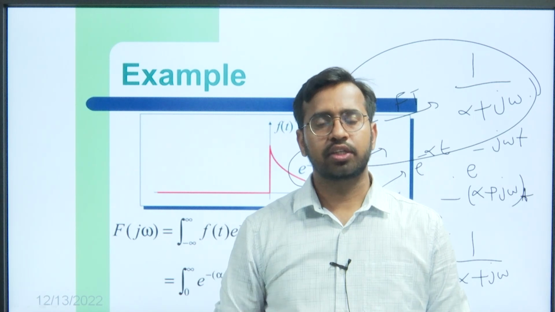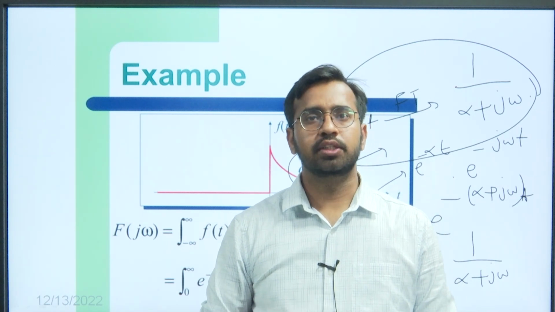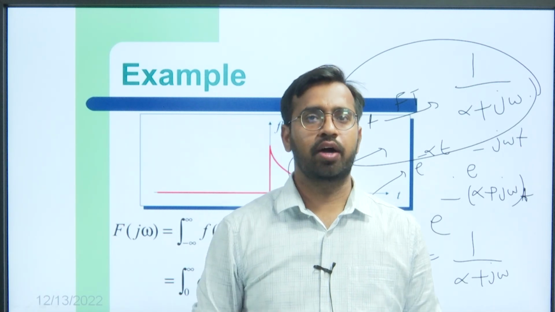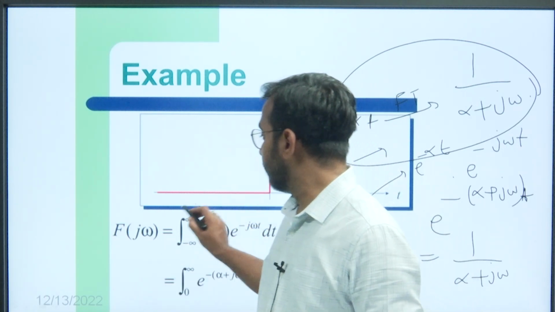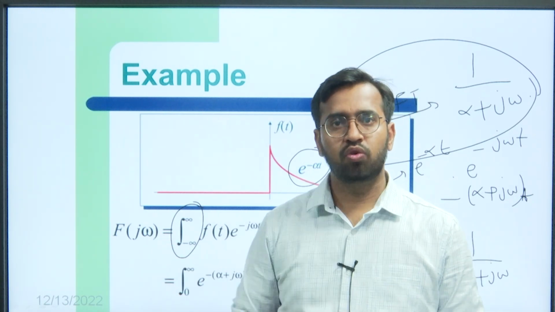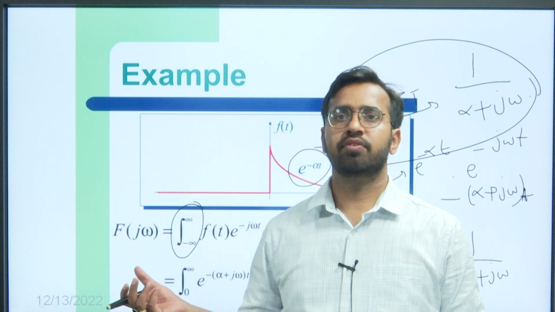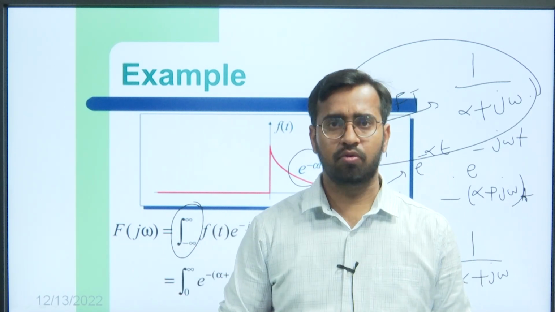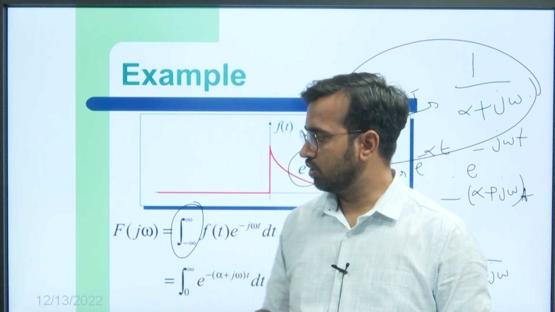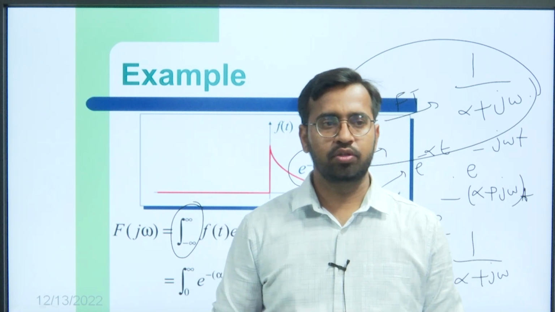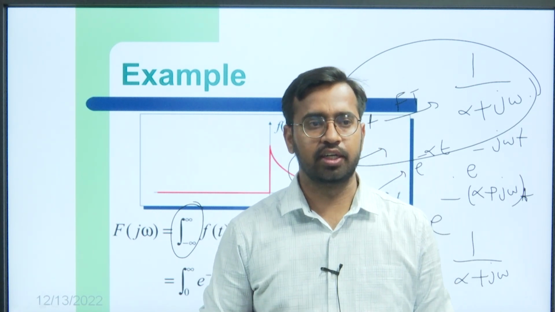In the next lecture we will see the different properties of the Fourier transform, and using those properties how easily we can find the Fourier transform without doing this integration. At every place you are required to do integration, but if you know the properties, we can directly say what the Fourier transform is, or what the nature of the Fourier transform is. So in the next lecture we will see the different properties of the Fourier transform, and how we can get the result easily. Thank you.